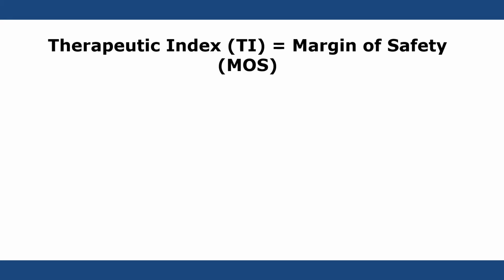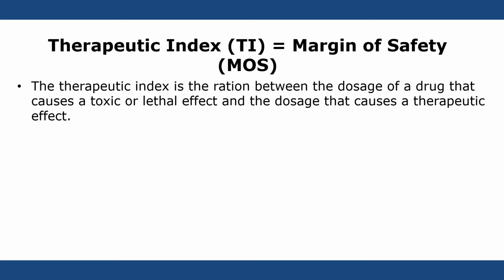So the first concept is the therapeutic index, or TI. Now, therapeutic index has to do with a margin of safety. I'll show you how we calculate that in a second. But before we move forward, let's try to define this. The therapeutic index is the ratio between the dosage of a drug that causes a toxic or lethal effect and the dosage that causes a therapeutic effect.